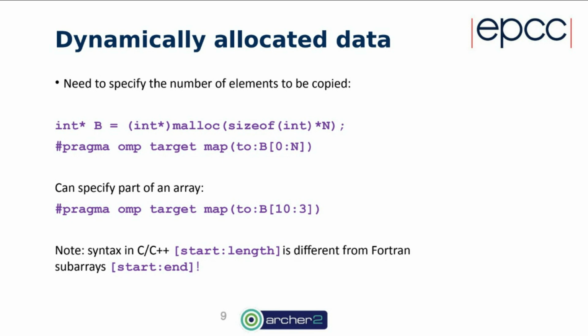You can use this to specify a subsection of an array if you want to. But just to note that the syntax is basically start:length in C++. That's not the same as the Fortran subarray syntax, which is start:end. And this syntax is also useful in other contexts in OpenMP. You can use it in reduction clauses to specify point-wise reductions on arrays.